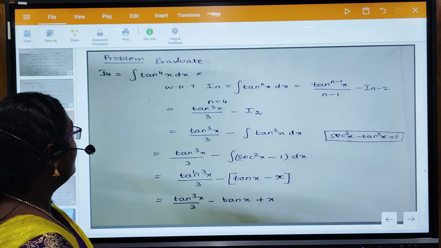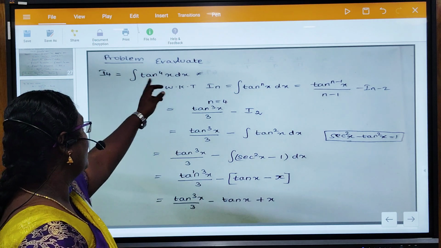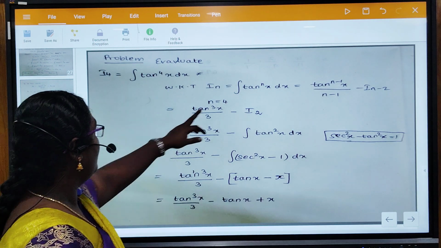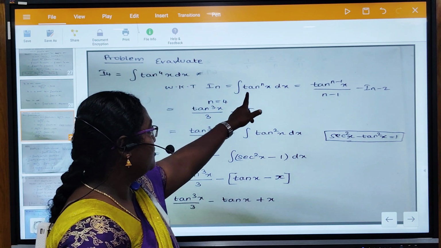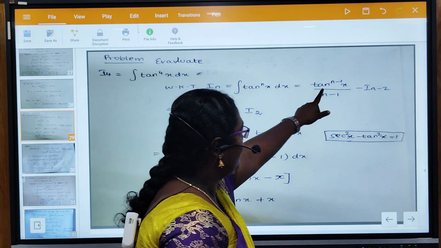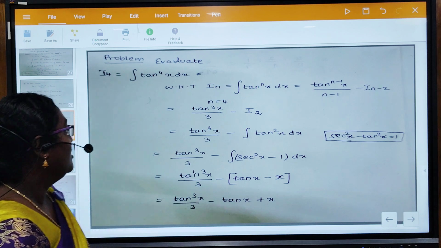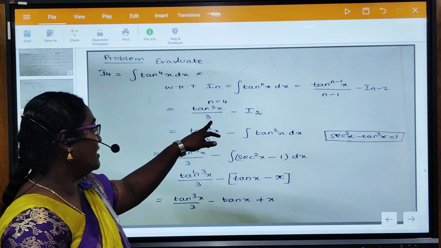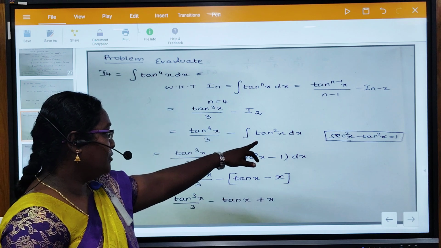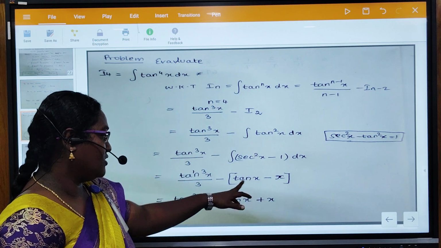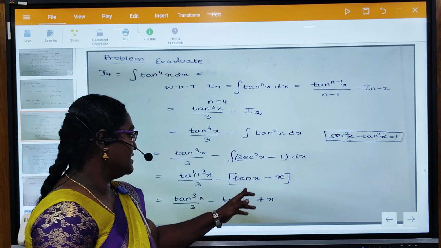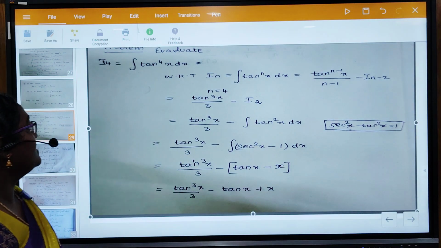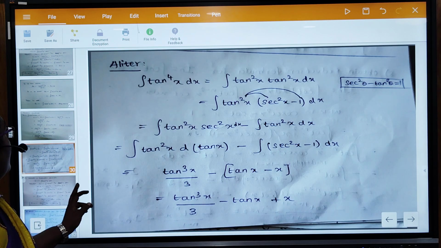We will see a few problems based on this. Integrate tan power 4 x dx. We can use the formula. This is the formula which we derived earlier. So integral of tan power n x dx is tan power n minus 1 x by n minus 1 minus I n minus 2. Here n is equal to 4. When I substitute here, I will have this. Again I will have I 2. So tan square can be written as secant square minus 1. The integration of secant square x is tan x and the integration of dx is x, taking the negative sign inside. This is one way of doing it. We will see another way later also.